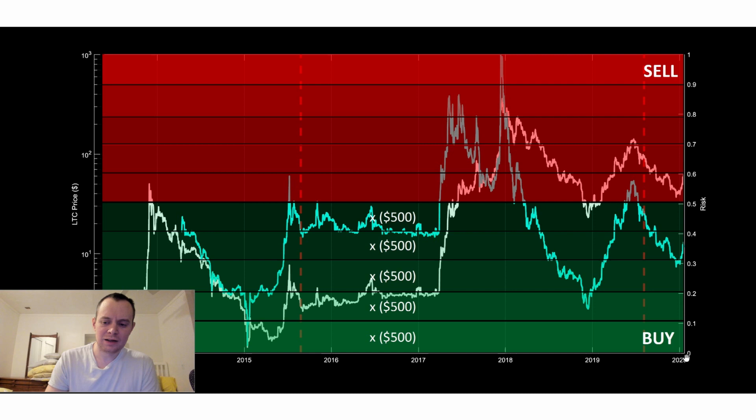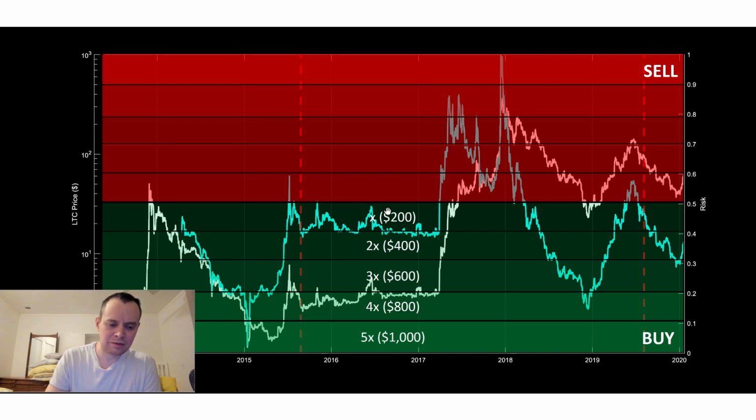And in Litecoin, by keeping this say at 0 to 0.5, it would have allowed you in both 2015 and 2019 to take profits prior to the halving. Now, you could even move your sell region further down and potentially take profits sooner, but this is more or less just a moderate investment strategy, where you're basically buying anytime the risk is below 0.5 and you start to sell anytime it goes above 0.5. Now that doesn't mean you sell everything, and we'll get to that in a minute.